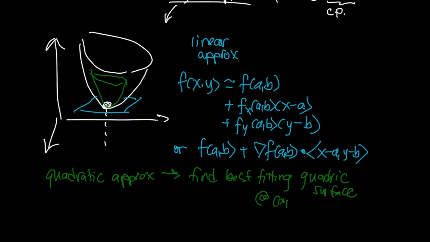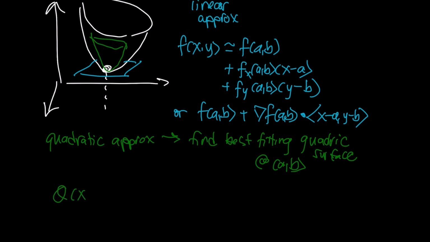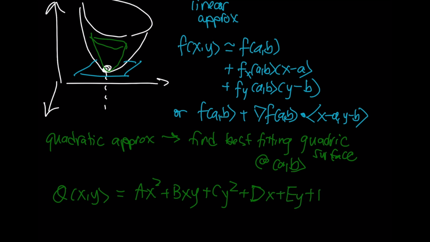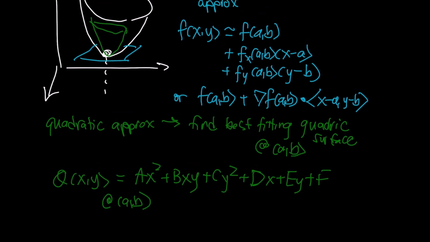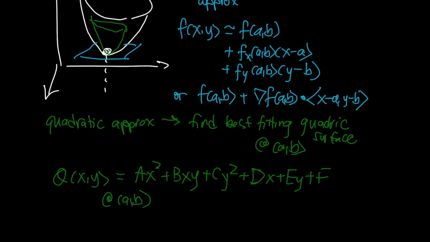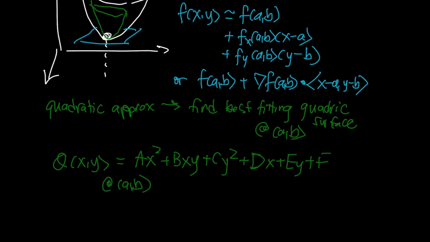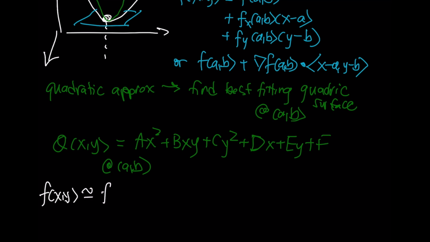So we are going to try to find some sort of quadratic of this form: Ax squared plus bxy plus cy squared plus dx plus ey plus f at the point (a, b). Just like you learn about in single variable calculus, if you differentiate this quantity and you equate it to the original function and its partial derivatives, what you will find is that the quadratic approximation of your function near this point is going to be f at (a, b).